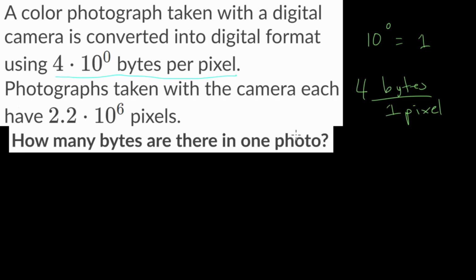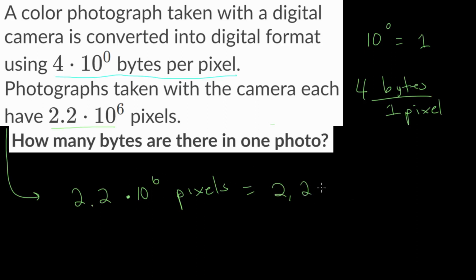Now, our other piece of information is that photographs taken with the camera each have 2.2 times 10 to the 6th pixels. So let's write down that information as well. We have 2.2 times 10 to the 6th, and that is pixels. Now, 10 to the 6th is a 1 followed by 6 zeros, so this is multiplication by a million. So really, we have 2,200,000 pixels. And the question asks, how many bytes are there in one photo?